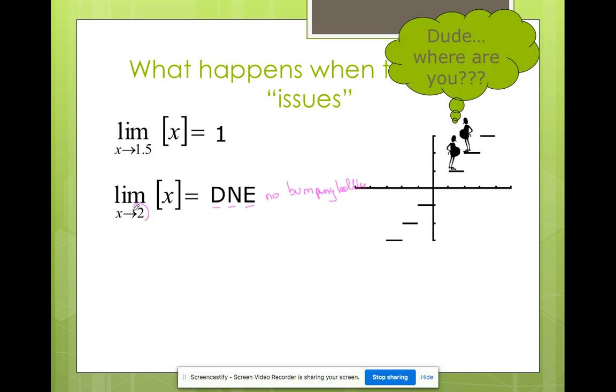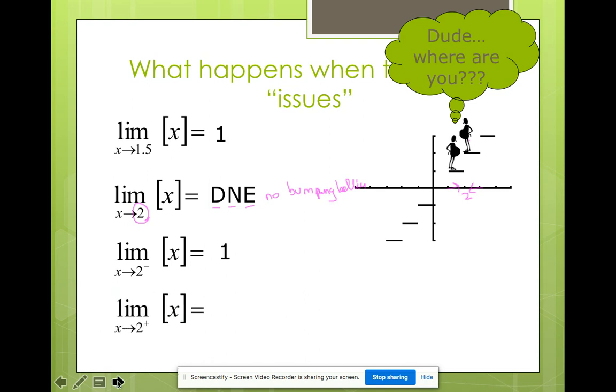When you are asked for a limit inside a domain, you must approach 2 from the left and the right. And if your range walkers don't meet, they don't bump bellies, then the limit does not exist. But check this out. This limit does exist and is 1. This limit exists and is 2. Can you figure out why?